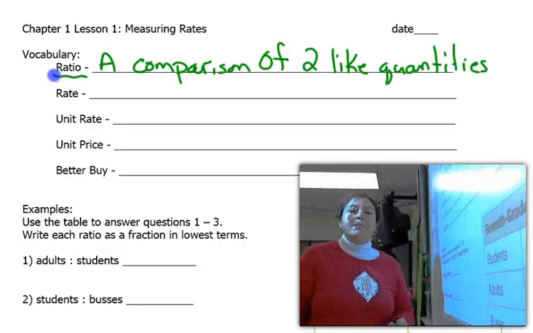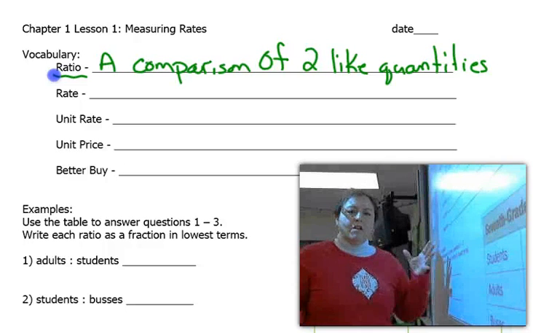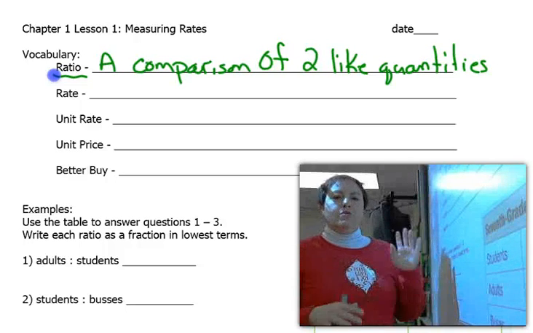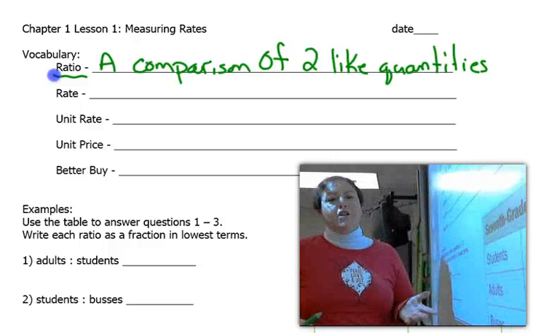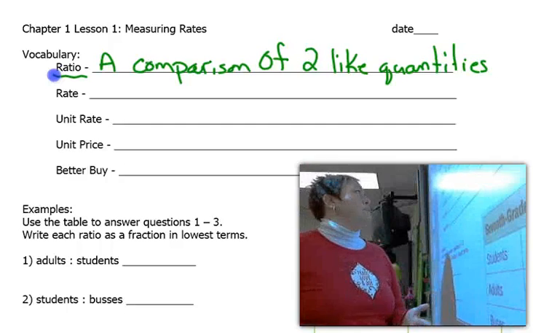All right, so for example, if I'm talking about making a juice mixture and I have two different types of juices, that would be a ratio. How much orange juice to how much pineapple juice, or whatever the case may be.